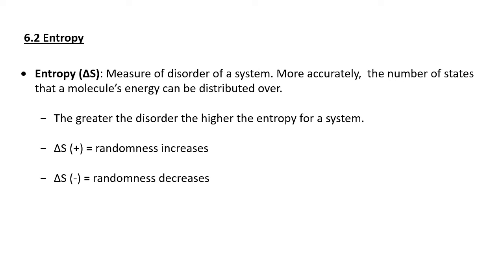All right, we're going to quickly move through the next couple sections. Entropy is simply a measure of disorder of a system. You can also think of it as sort of dispersion of particles. You can also think of it as the number of states that a molecule's energy can be distributed over. So more disorder means more entropy. Less disorder means less entropy.